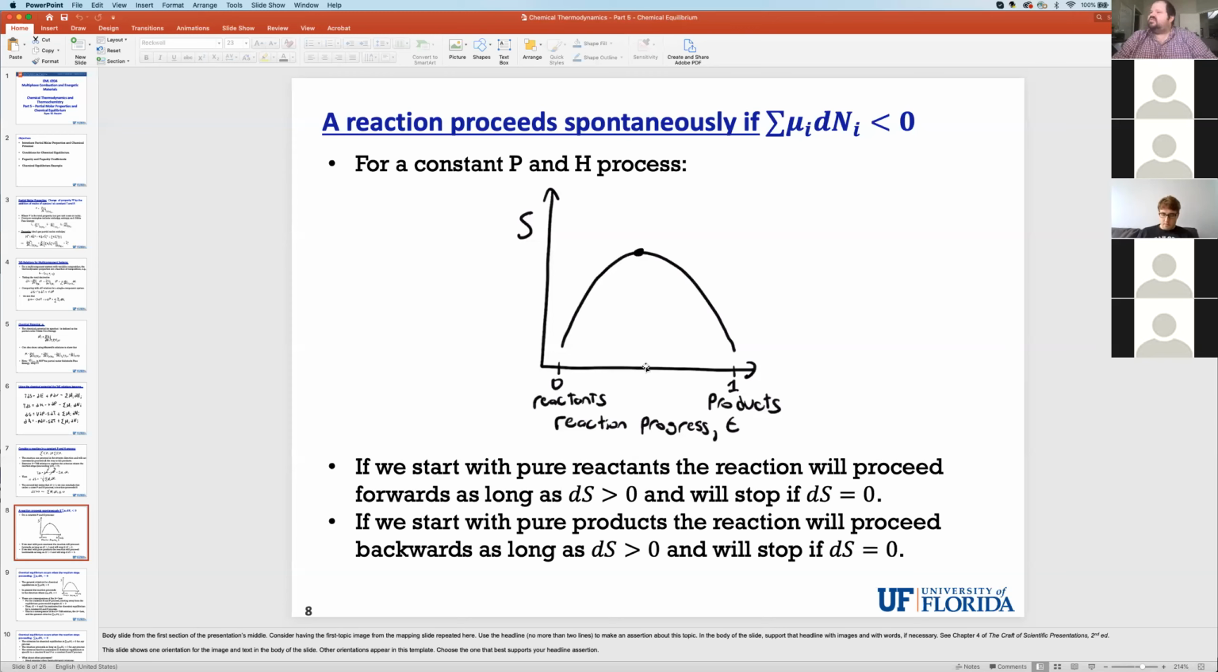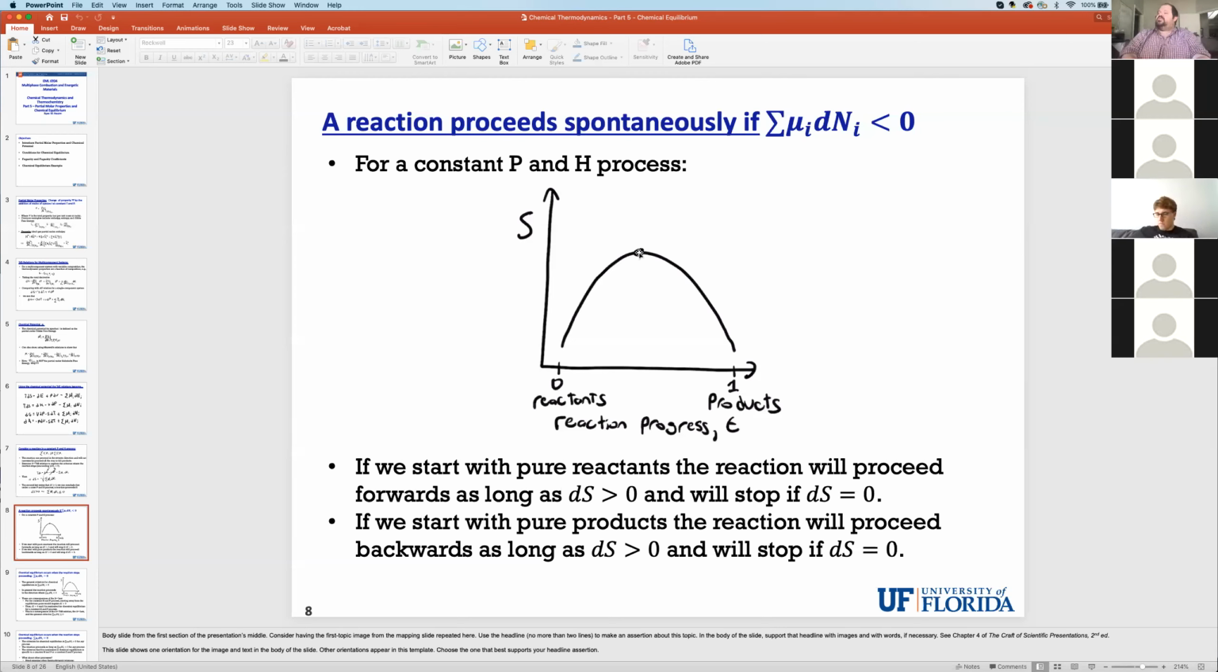So what happens if you try to cheat the system and you start with, say, pure products? Well, again, the chemical reaction will proceed spontaneously if you are increasing the entropy. So the chemical reaction will basically start here, and then it will go backwards, because again, you are allowed to increase the entropy. It will go backwards and backwards until it gets to the peak, and then it can't proceed to the left anymore because that would require you to spontaneously decrease the entropy.